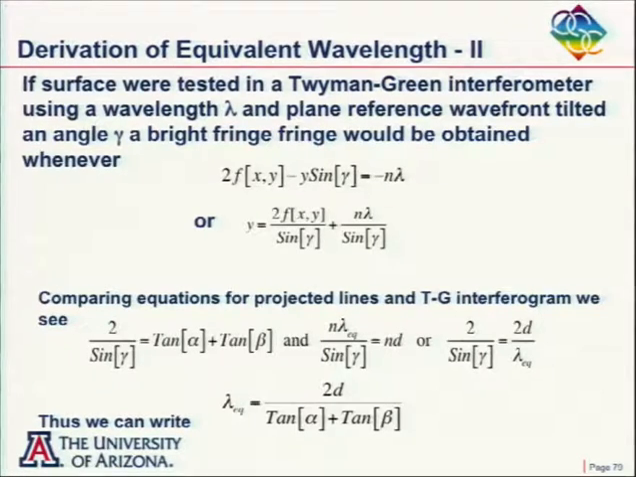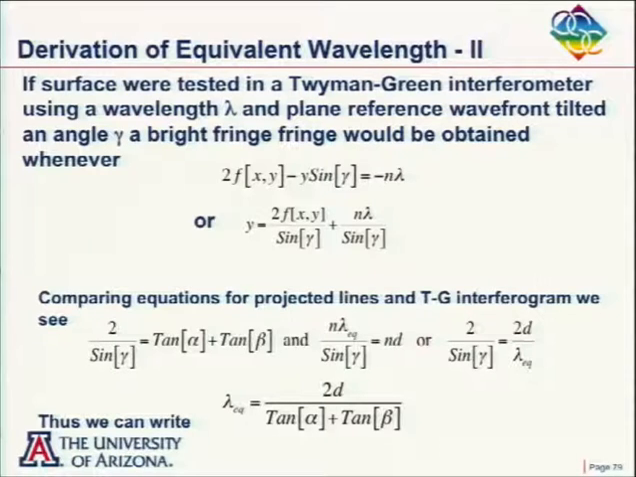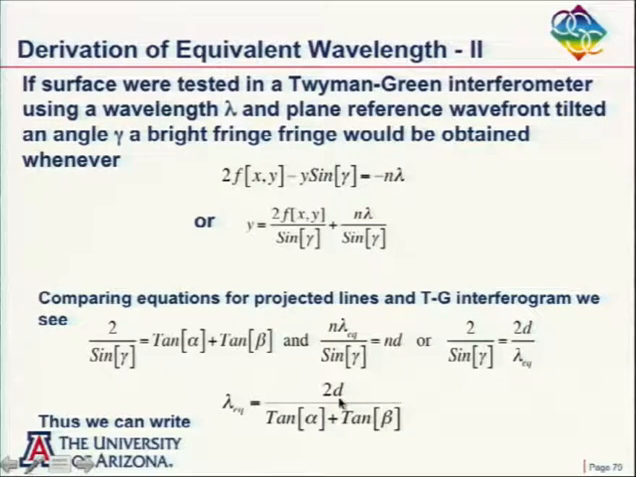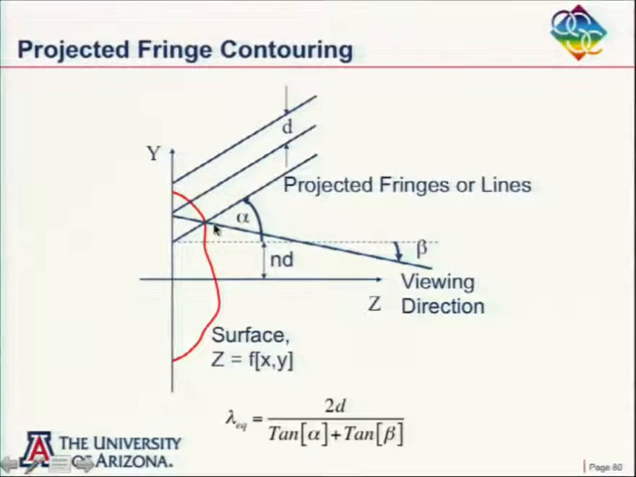So what I have when I project these lines on this surface is something that looks like an interferogram where the equivalent wavelength in a Twyman Green would be 2d over tangent alpha plus tangent beta. So this looks like an interferogram where the equivalent wavelength depends upon the spacing of these lines, and it depends upon the angle at which I project the lines and the angle I view the lines. Now, isn't that kind of neat? So I can vary the sensitivity of this test simply by varying the illumination and viewing angle or the spacing of the lines.